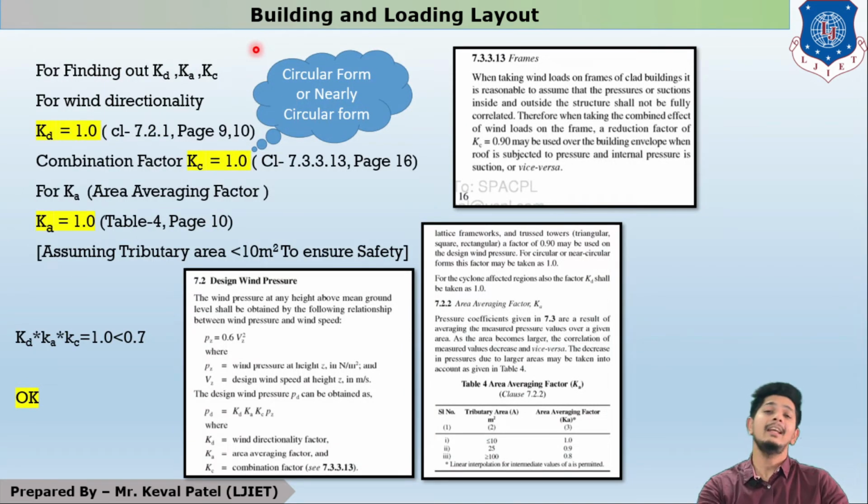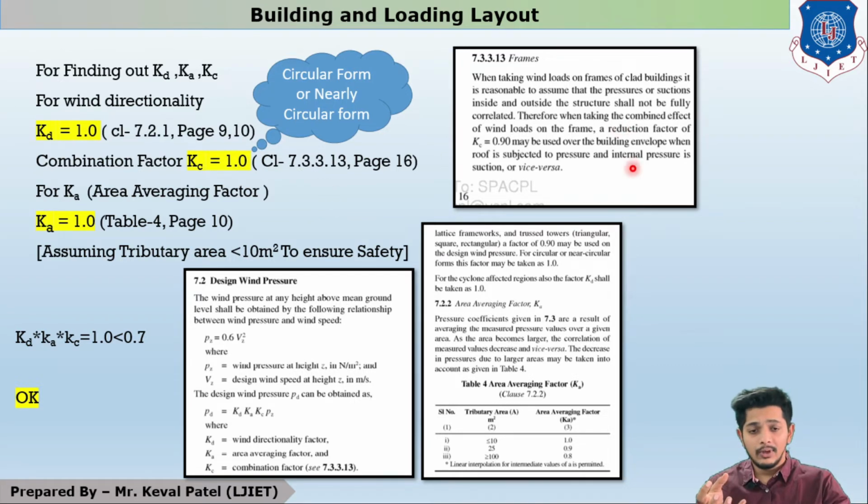To find out Kd, here we follow page 9 and 10, clause number 7.2.1. You have to give your attention here. Let us see Kd. Kd is taken as 1 here because Kd is the wind directionality factor. Now, when the structure is nearly circular or circular, it is told that Kd should be taken as 1.0. So Kd is 1.